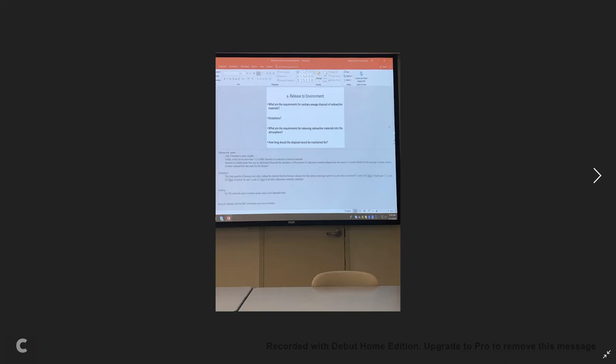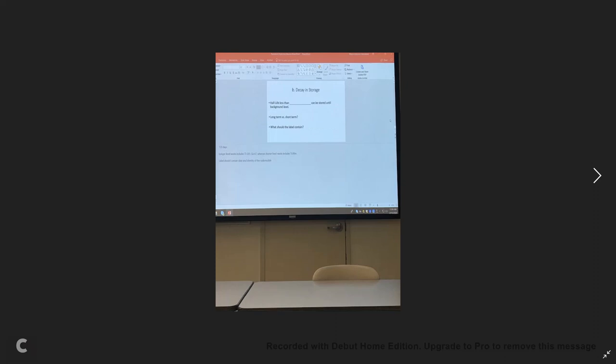What are the requirements for releasing radioactivities into the atmosphere? Venting. Xenon-133, the amounts used in nuclear medicine would never reach an allowable limit. How long should the disposal record be maintained? Records are maintained until the NRC terminates each source license. Decay and storage. Half-life is less than 120 days. It can be stored until background level. Longer-lived waste includes thallium-201 and gallium-67, whereas short-lived waste includes Tc-99m. What should the label contain? The label should contain the date and identity of the radionuclide.